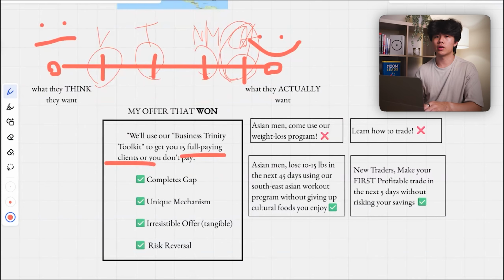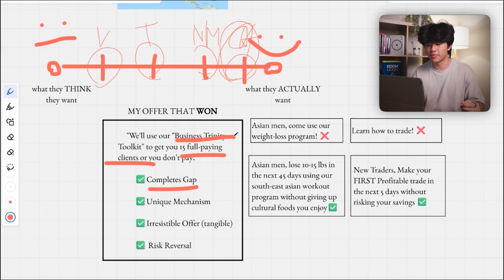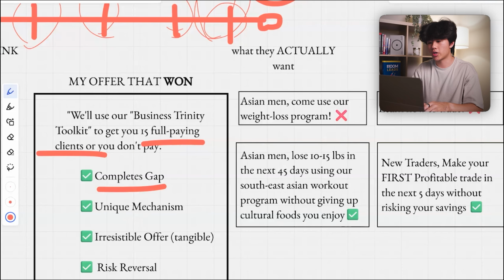So now that we know what a good offer is, we know that it completes a gap. So what a unique mechanism is, basically, is what your service or offer or structure or whatever system that you're helping them implement is specifically called. So for example, we use Business Trinity Toolkit. Maybe if you're a fitness trainer, you can say a Southeast Asian workout program. So basically you just want to have a good presentation with it.